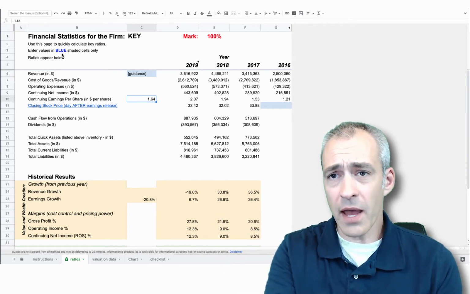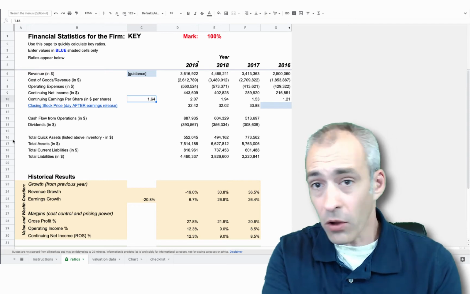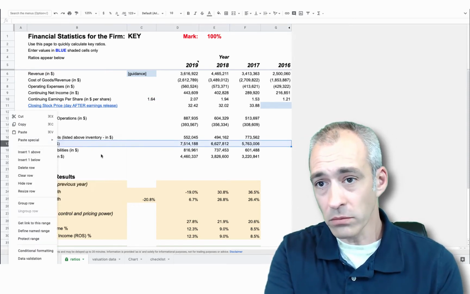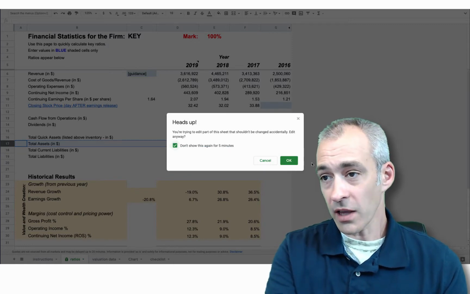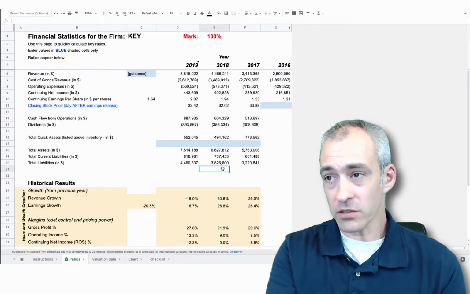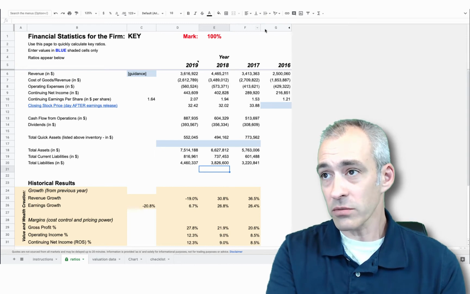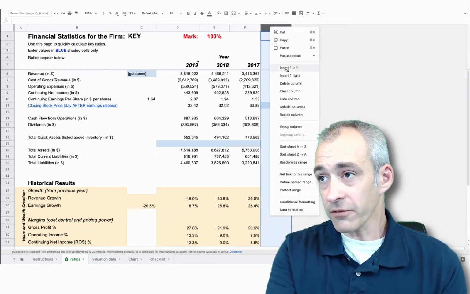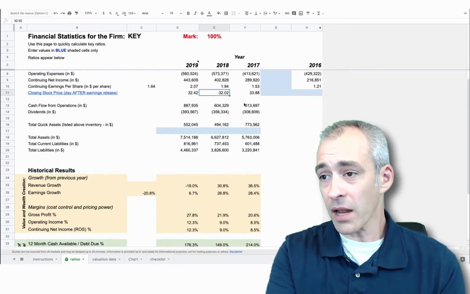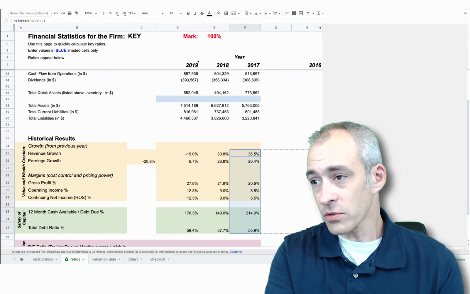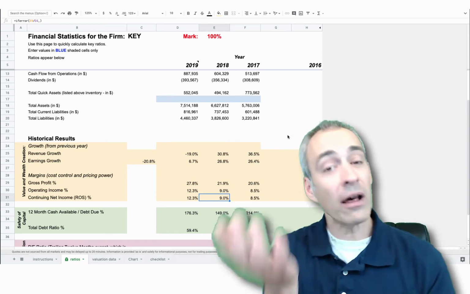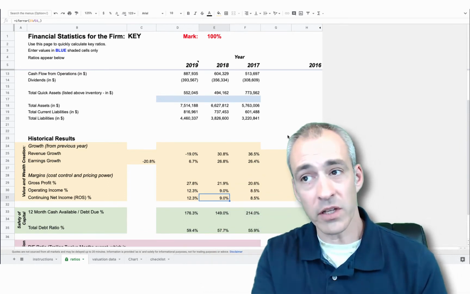So understand that if you wanted to do that, all you have to do, anywhere in here, you can insert a row. Right here, for example, if you want to insert a row, it's going to say, hey, warning, but it'll work fine as long as you don't delete anything. Same here. If you want to insert a column, you can just go insert one left, and then you have more columns. And all of these formulas can just be copied to the right, right? And once you have values up top, they'll fill themselves in.